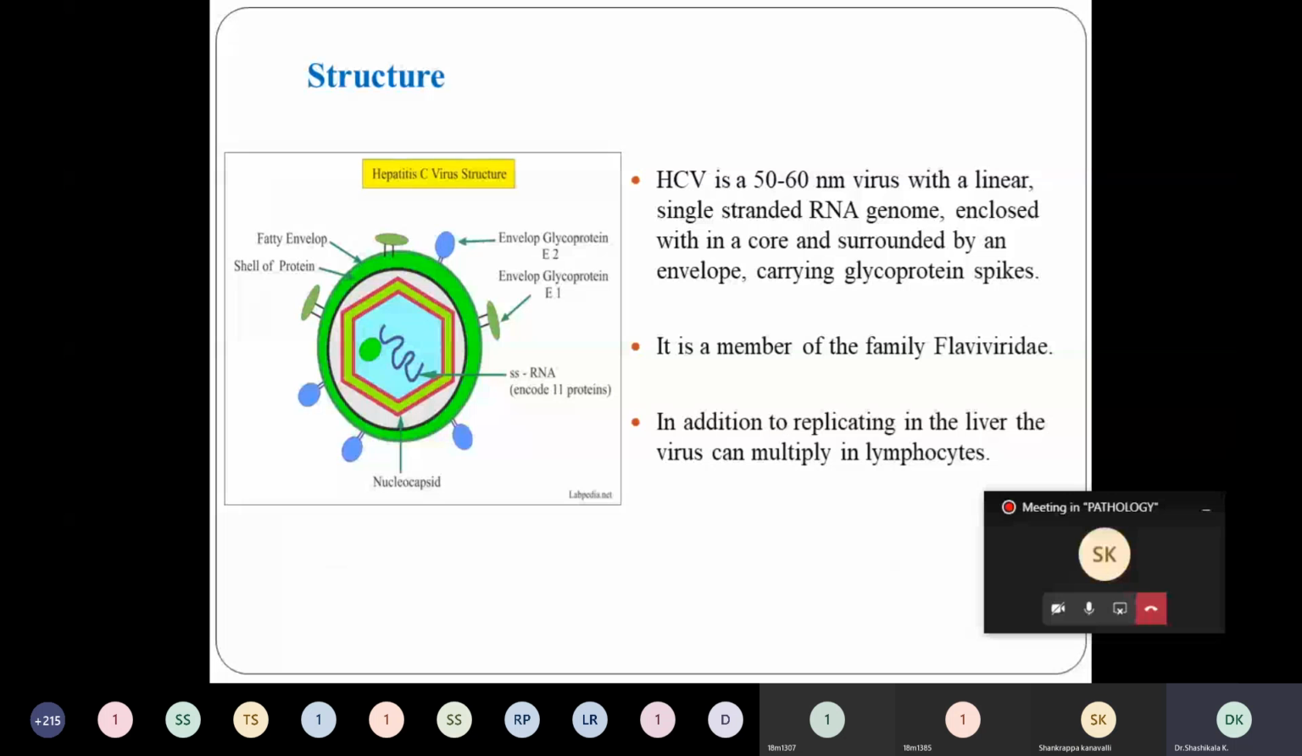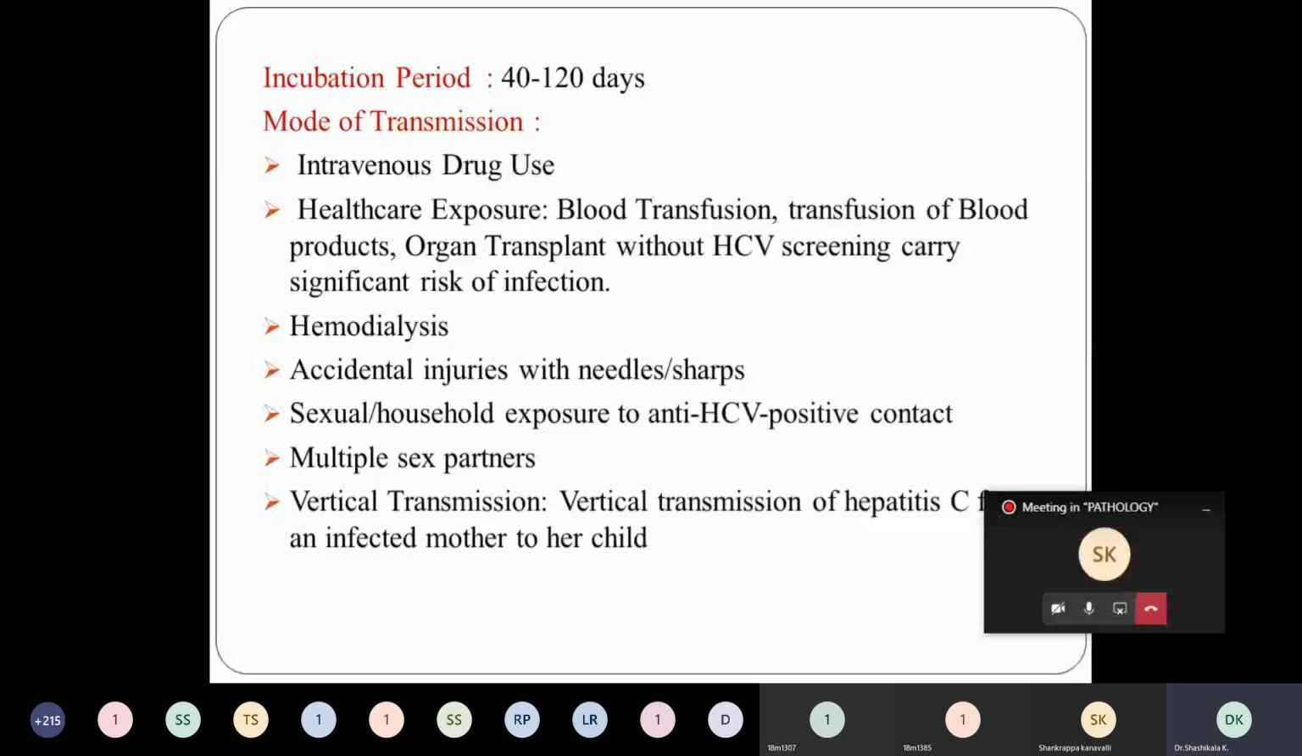Coming to structure, it's about a 50 to 60 nanometer virus with a linear single-stranded RNA genome enclosed within a core and surrounded by an envelope carrying glycoproteins. It's a member of the family called Flaviviridae. In addition to the replication in the liver, the virus can multiply in the lymphocytes too. So what is the incubation period? It is around 40 to 120 days.